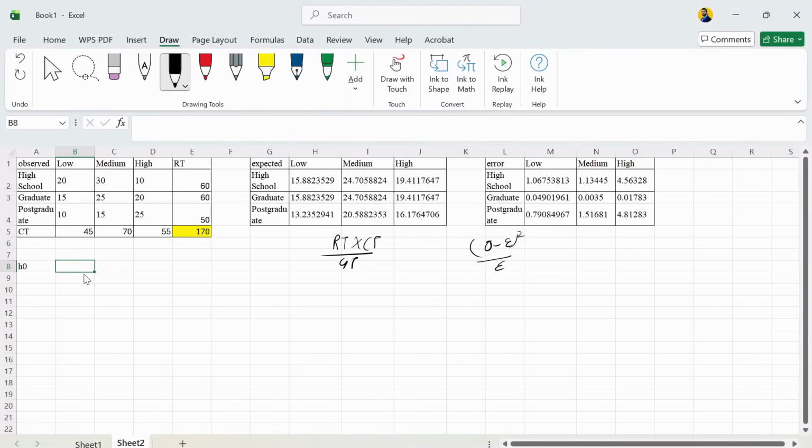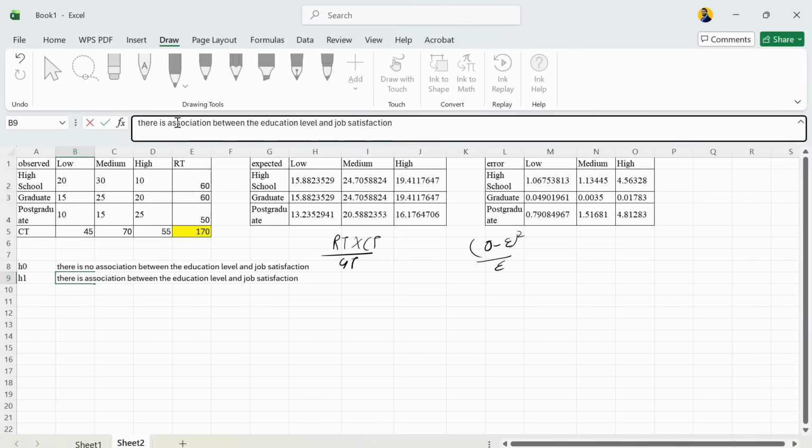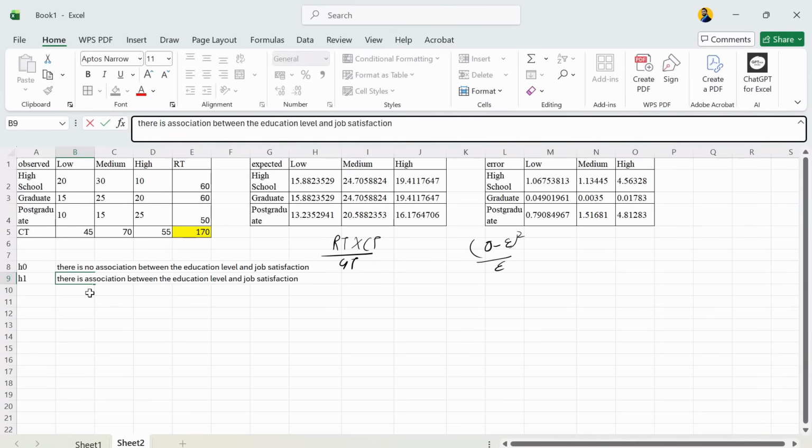So we can write down our statement here: there is no association between the education level and job satisfaction. This is our null hypothesis. Similarly, we can write down the alternative too. We will copy the same and remove the no. So this is our null and alternative hypothesis.